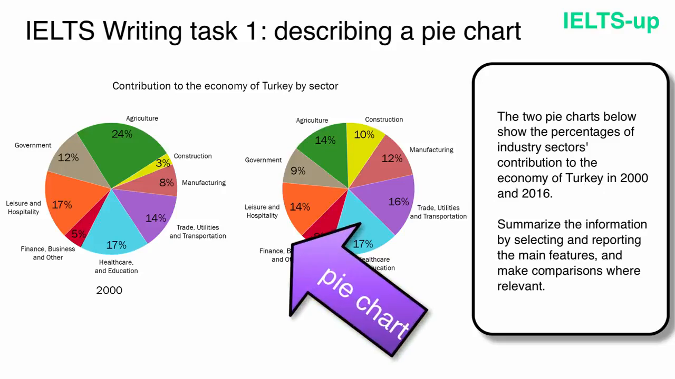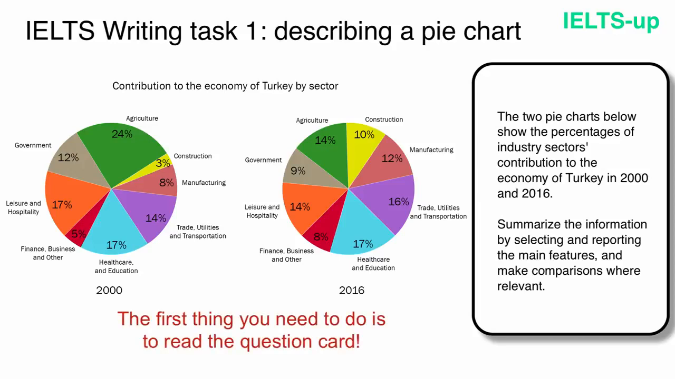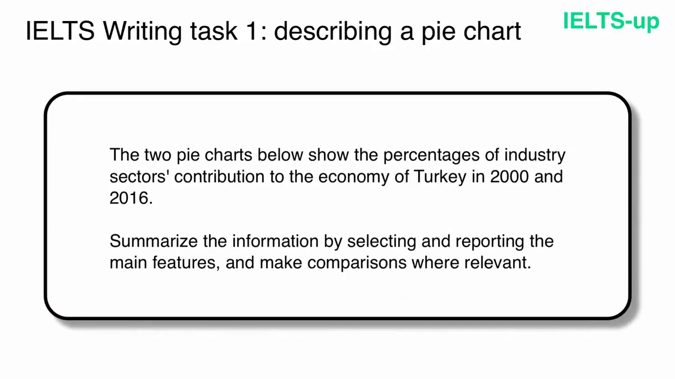You have a pie chart to describe, and you have a question card with some important information about your chart. The first thing you need to do is to read the question card. Let's do it together. The two charts below show the percentages of industry sector's contribution to the economy of Turkey in 2000 and 2016. Summarize the information by selecting and reporting the main features and make comparisons where relevant. Okay, now let's look at the pie chart.